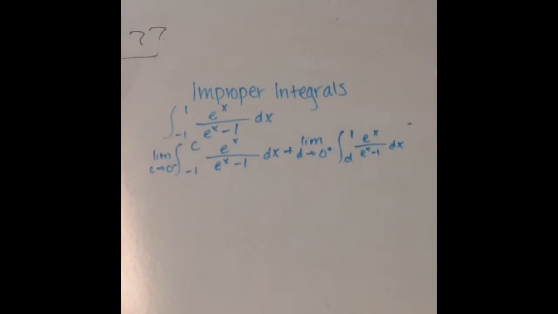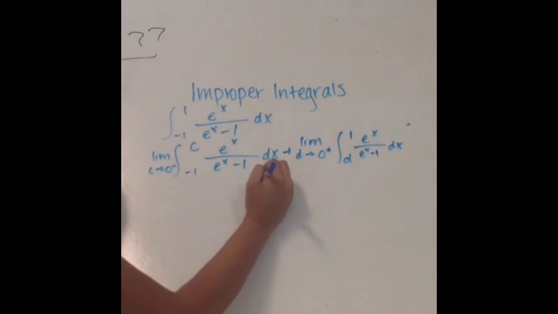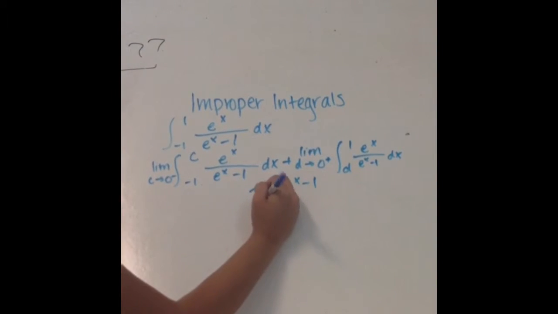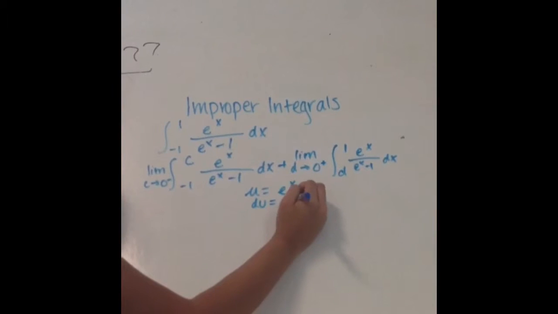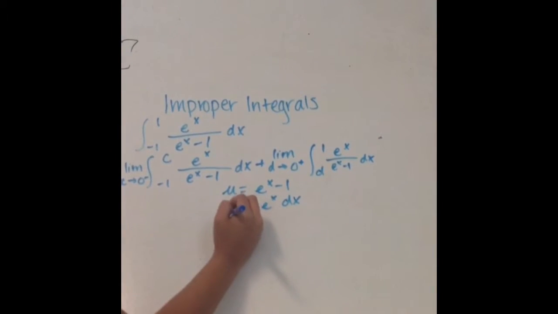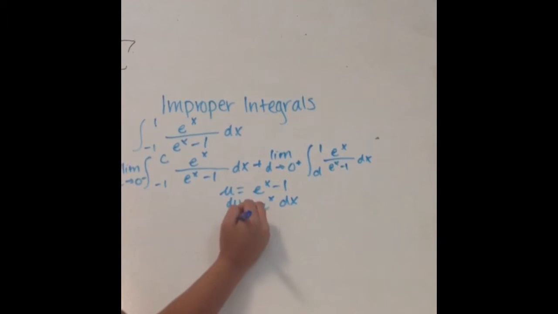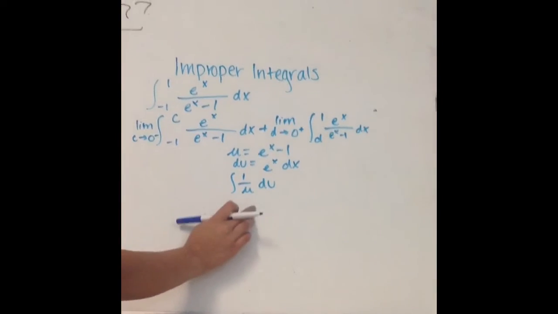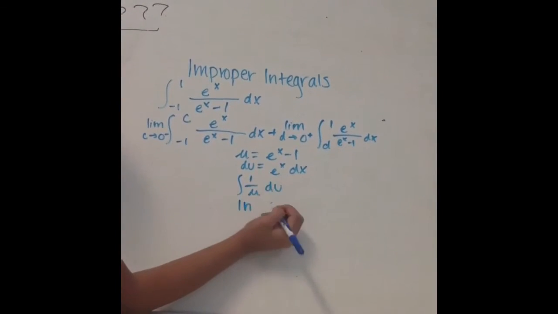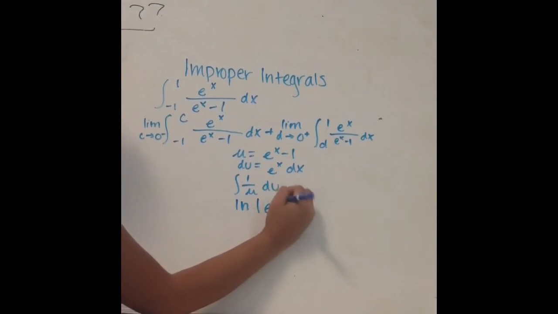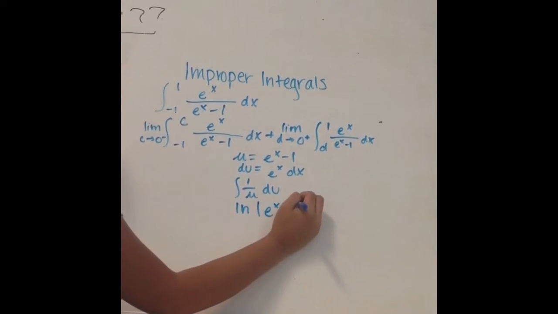So we're going to use u substitution to find the integral. u is equal to e to the x minus 1, so du is equal to e to the x dx. So if we replace this all back in, you get the integral of 1 over u du. When we take this integral, it is ln of u, and we know that u is e to the x minus 1, so ln of the absolute value of e to the x minus 1.